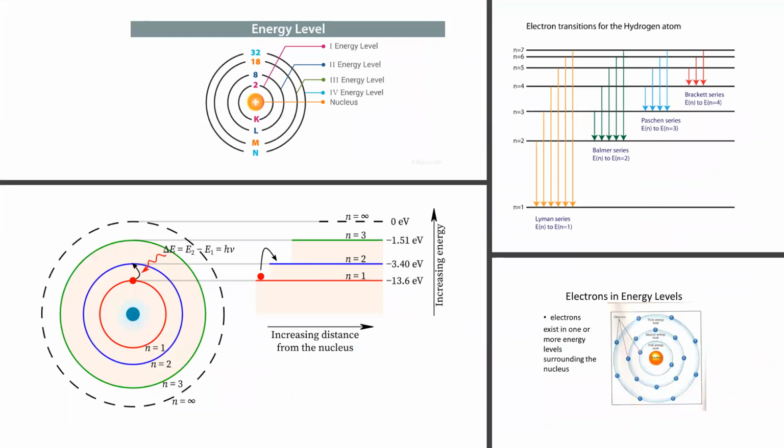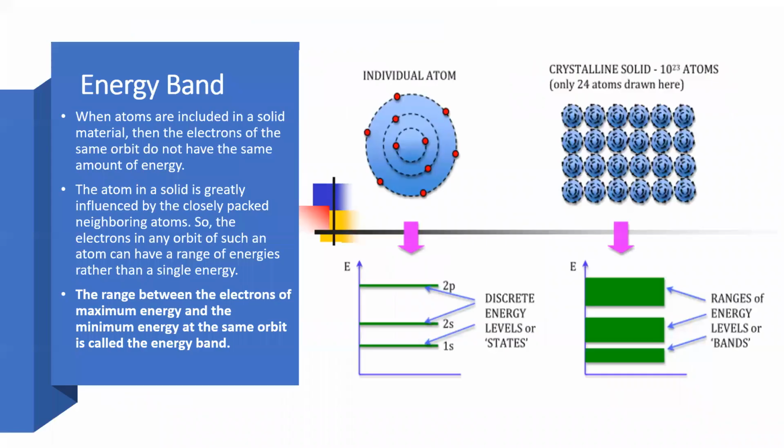in normal or free atoms, there are energy levels surrounding the nucleus where the electrons can stay. And when they come to a solid, instead of the energy state, it becomes energy bands. Instead of a fixed value for energy, it will come to a range of values which the electron can have in each energy state or energy band. This is because of the influence of the neighboring atoms.